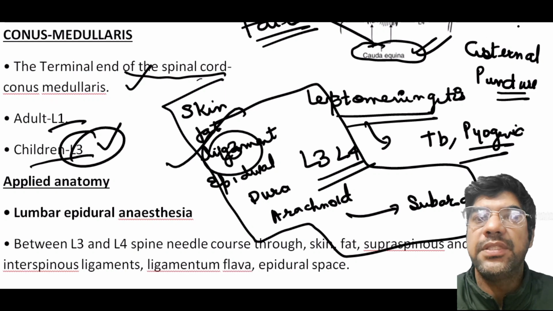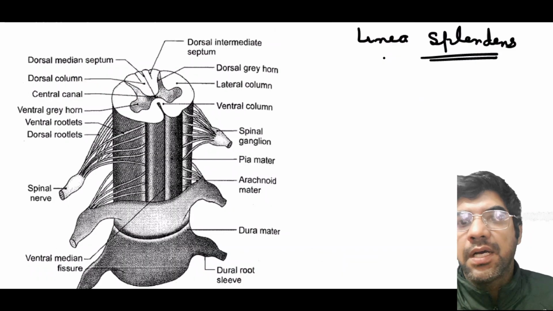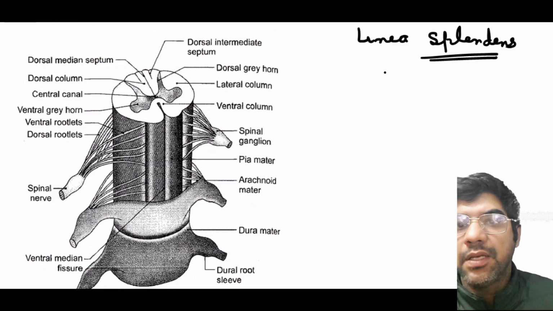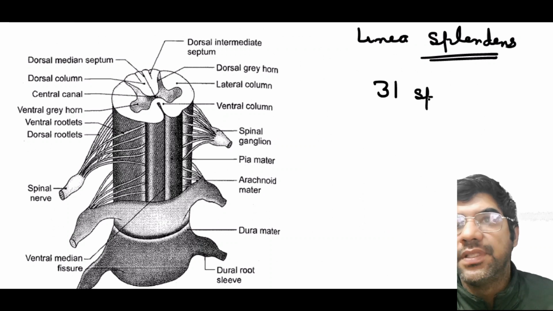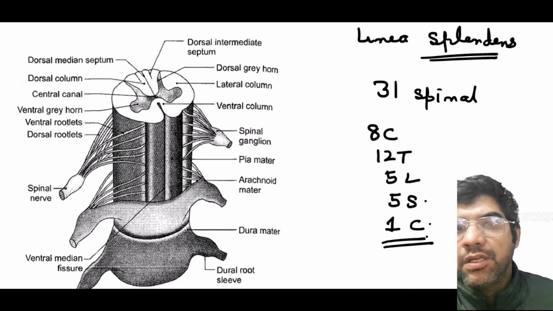The cisternal puncture is a more complex and riskier procedure as compared to the lumbar puncture. Next are the spinal nerves. The spinal cord gives rise to 31 pairs of spinal nerves: 8 cervical, 12 thoracic, 5 lumbar, 5 sacral, 1 coccygeal. So a total of 31 pairs.